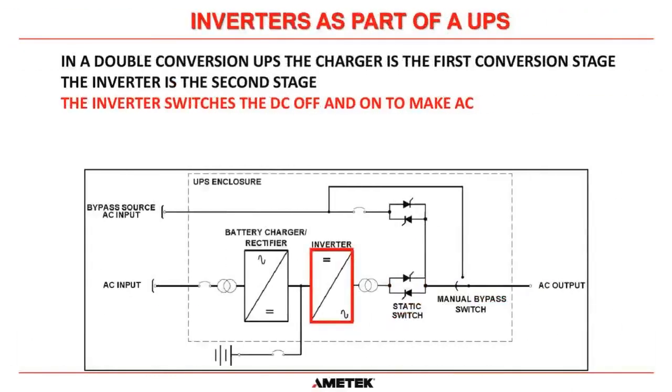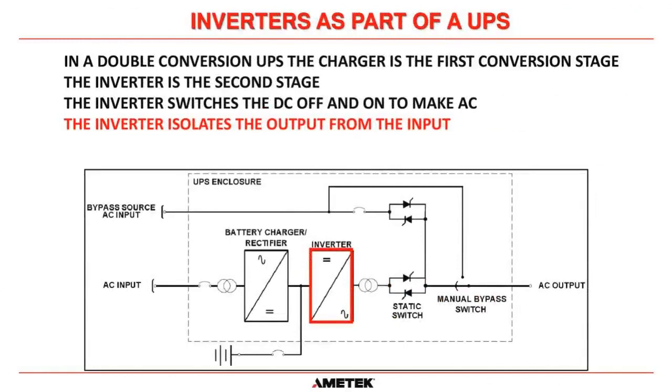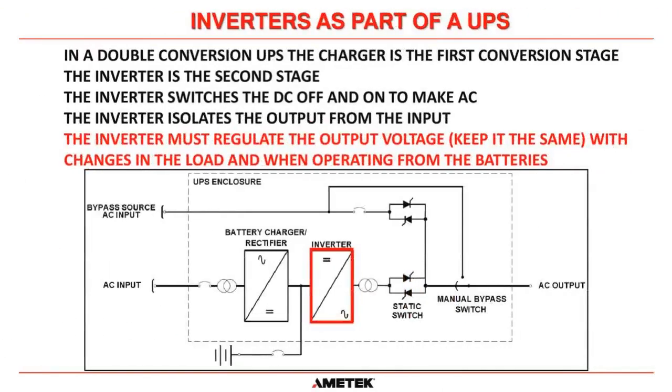Okay? The inverter takes that DC and switches it off and on continuously to make AC. And we'll see where our ferroresonant inverters switch the DC off and on at a rate of 60 hertz. And then our pulse width modulated inverters switch at a very high frequency to synthesize a 60 hertz output. Of course, we do 50 hertz if necessary, but by far 60 hertz dominates here. The inverter isolates the output from the input, and it must regulate the output voltage. And when we say regulate, we mean regardless what happens to the DC input voltage or what the load is, we want the output voltage to stay the same.